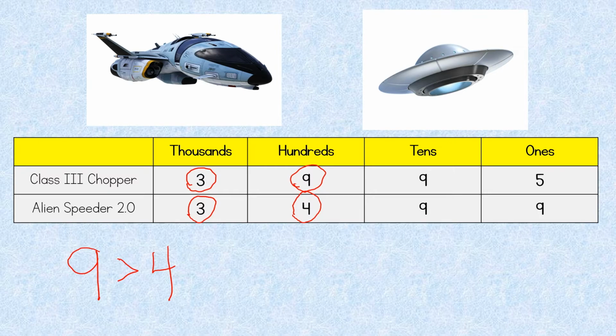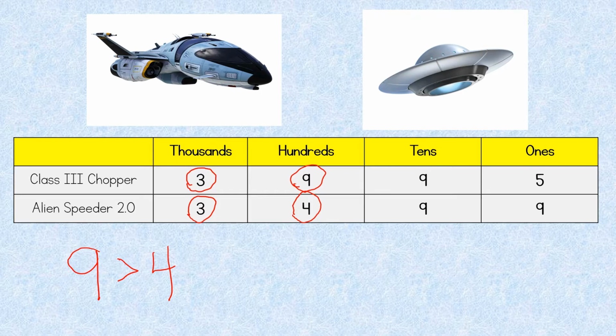The Class 3 Chopper costs more because there is a 9 in the hundreds place. The Alien Speeder 2.0 costs less because there is a 4 in the hundreds place. Note that as soon as you see a difference between digits, you don't have to look at the other places. You don't have to look at the tens, and you don't have to look at the ones place here.